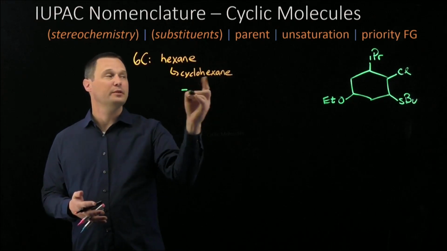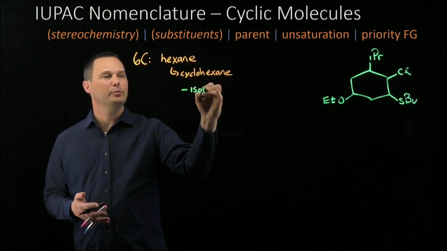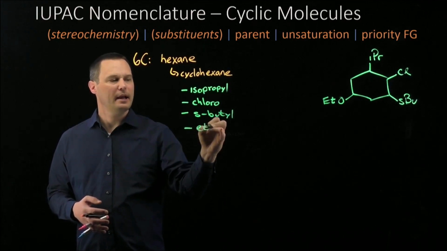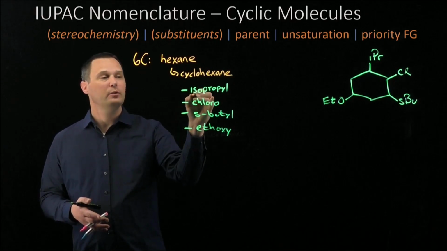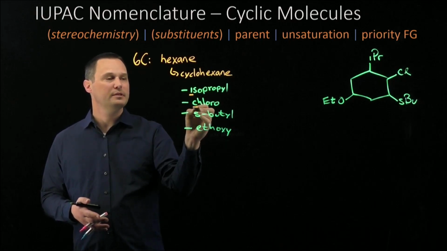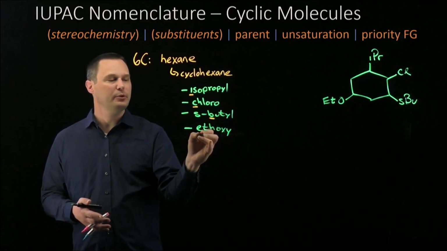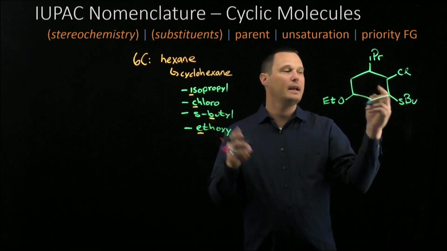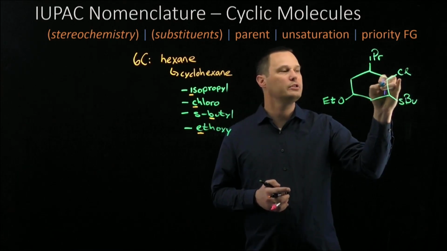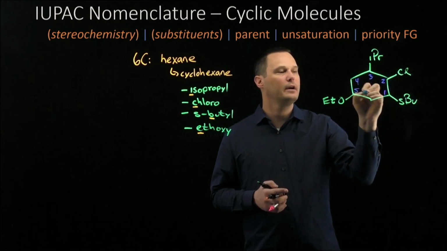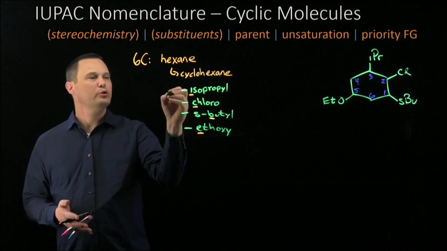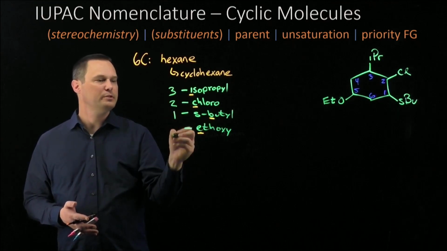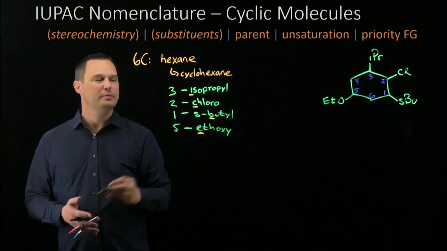Next, we'll list our substituents. At the top, we have an isopropyl group. Next is a chloro group, followed by an S-butyl group, followed by an ethoxy group. In terms of alphabetizing, we do the I in isopropyl, the C in chloro, the B in S-butyl, and the E in ethoxy. So since the B in S-butyl comes before the I in isopropyl, the S-butyl group will get position number 1 and will number counterclockwise around this ring. That puts the isopropyl group at position number 3, the chloro group at position number 2, the S-butyl group at position number 1, and the ethoxy group at position number 5.